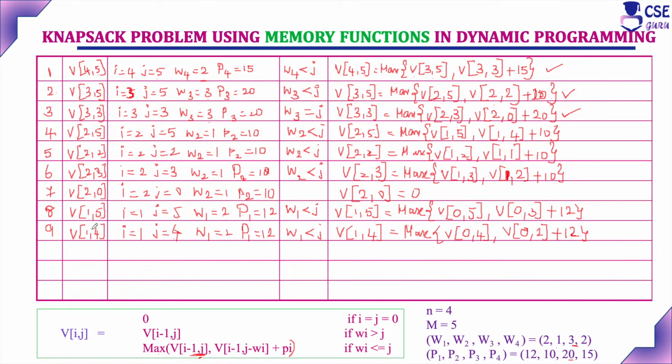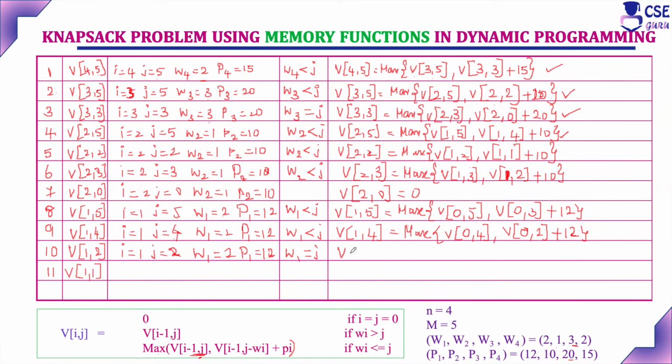Okay. Next, we have computed 1, comma 5 and 1, comma 4. This is also over. And next we need to compute 1, comma 2 and 1, comma 1. So this is step 10. We need to compute V of 1, comma 2. And next 11th step, we need to compute V of 1, comma 1. So here in 10th step, I value is 1, J value is 2, the weight of the first object is 2 and profit of the first object is 12. Okay. And here weight is equal to J. If it is equal also, the same formula. Okay.